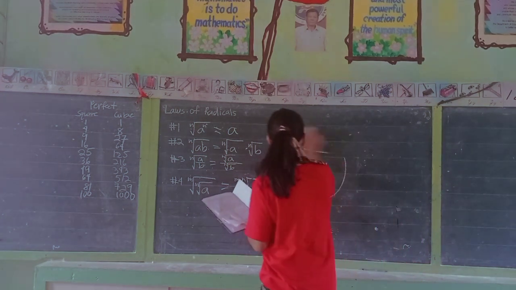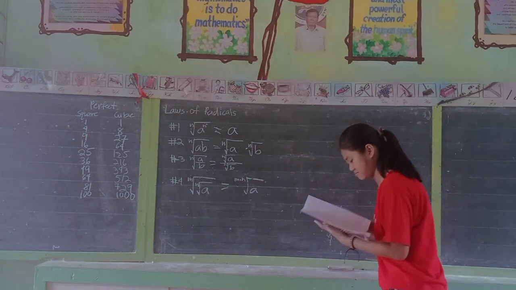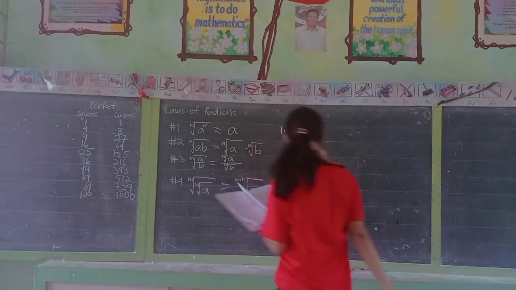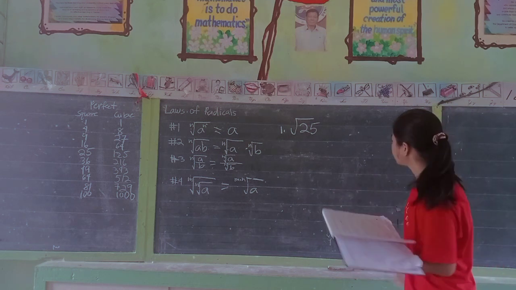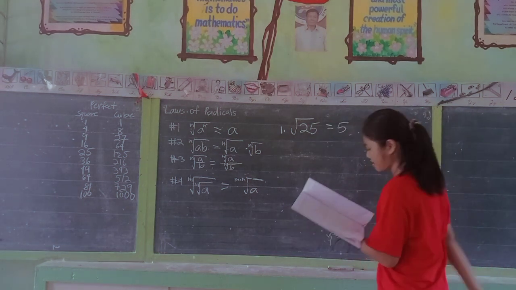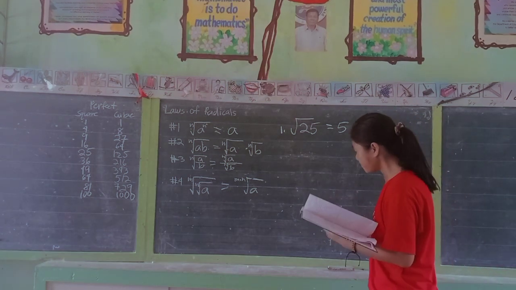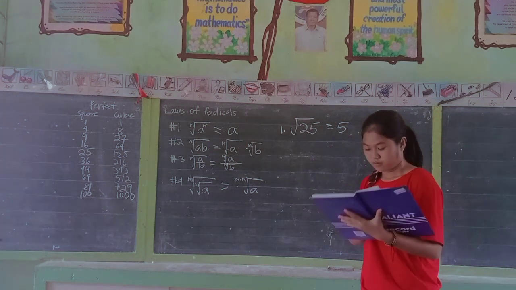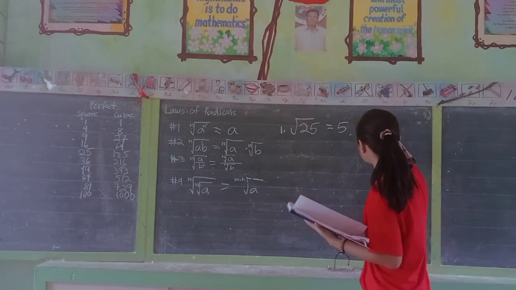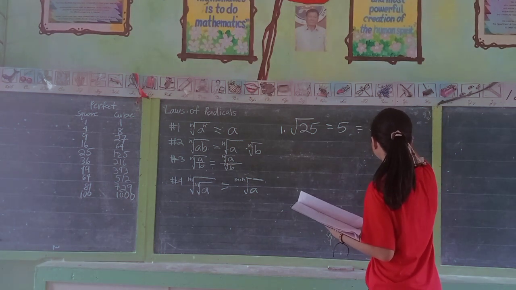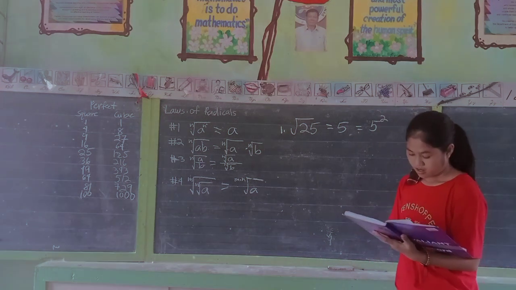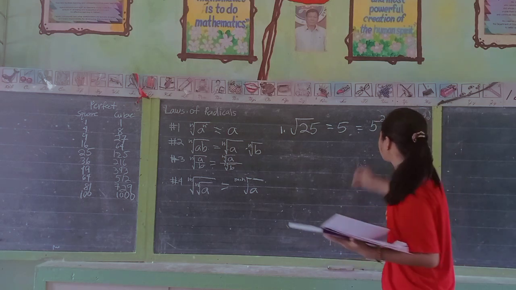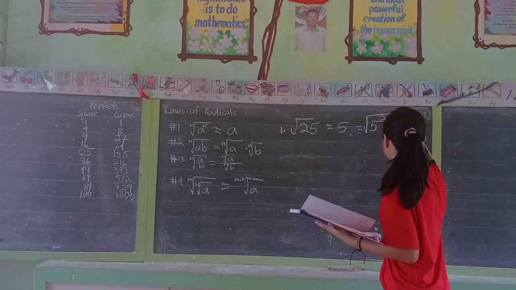We have here number 1. The square root of 25. Simply, the answer is 5. How? Using law number 1 to extract this expression. Remember, the square root of 25 can be expressed as the square root of 5 squared. So the square root of 5 squared is 5.